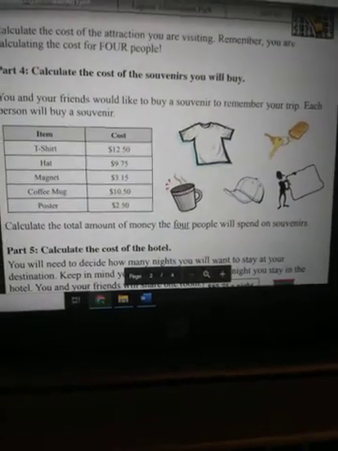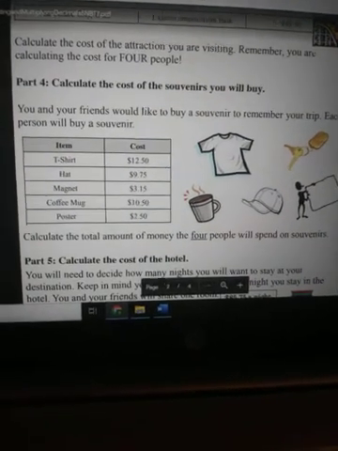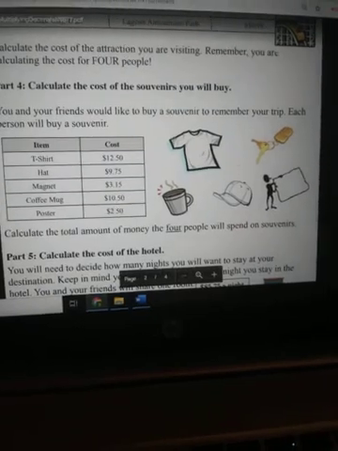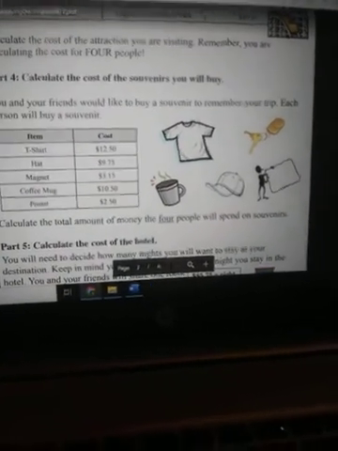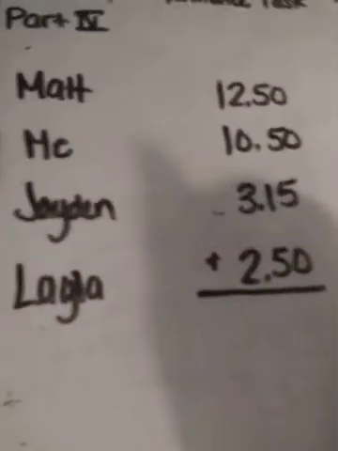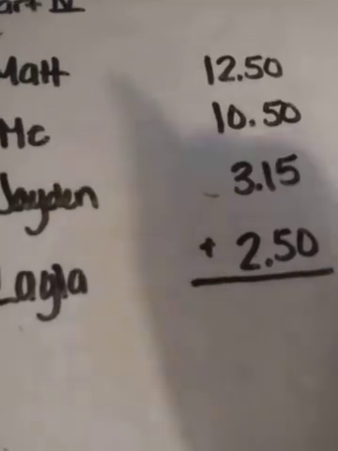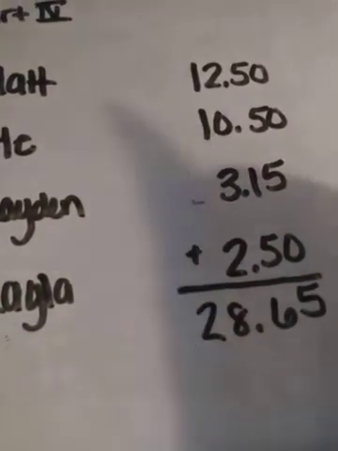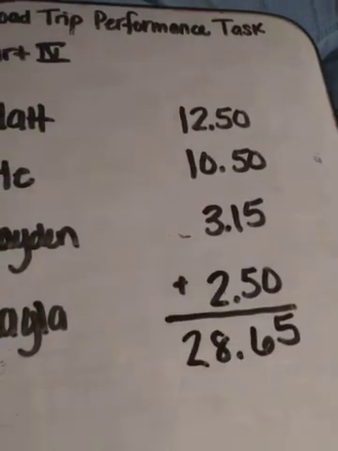Jaden is probably a magnet type of guy. He likes to connect magnets and postcards and things of that nature, so we're going to get him the magnet. Layla is probably the picture one. Picture, poster, or something like that. So I'm going to pick a poster for her. Here's what I got. That's how much our souvenirs are going to cost. What does that add up to? $28.65 for our souvenirs. This is getting to be a pretty costly trip.